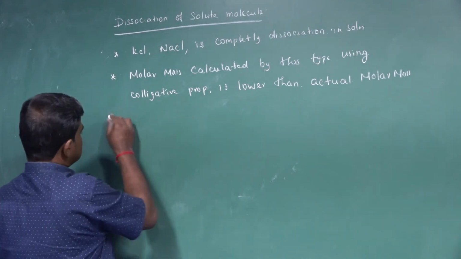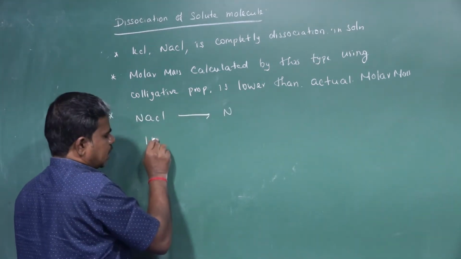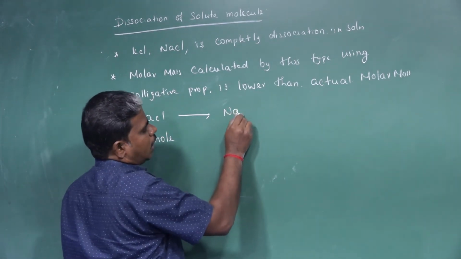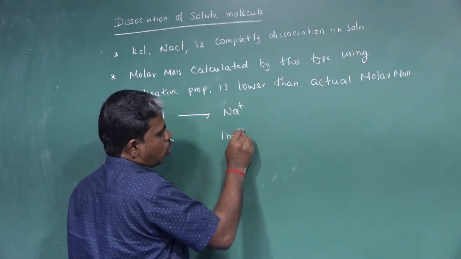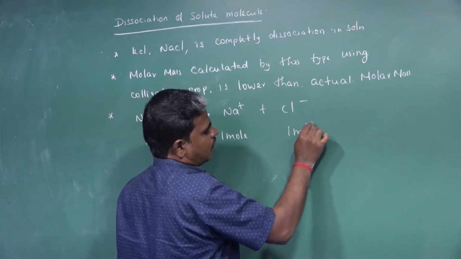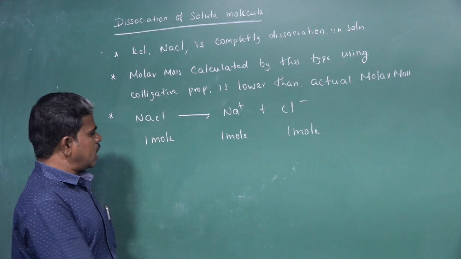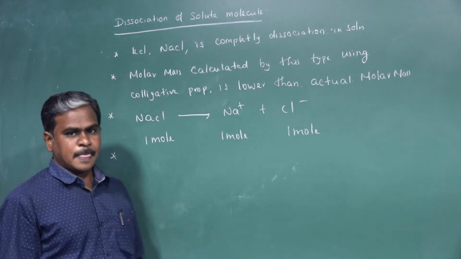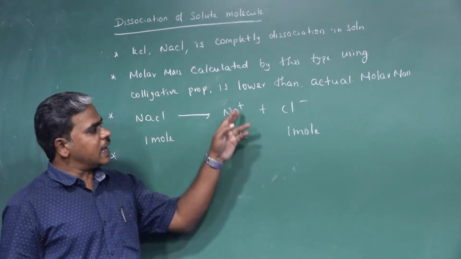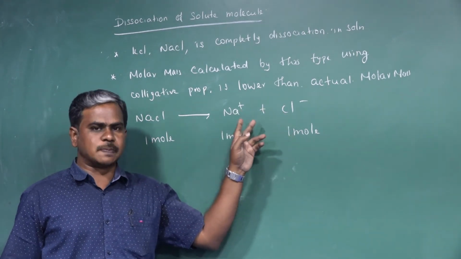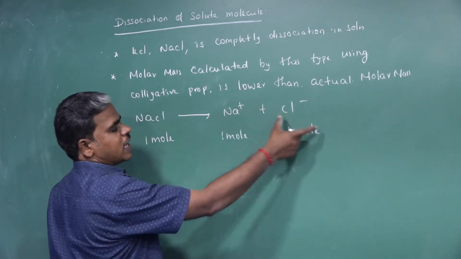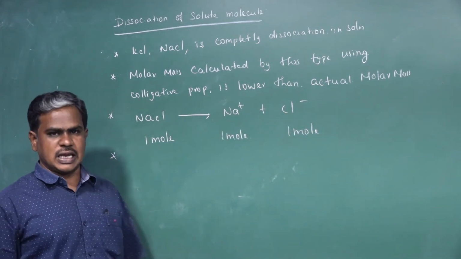So if dissociation occurs, the molar mass calculated using colligative property is lower than that of the actual molar mass. Suppose we are taking 1 mole of sodium chloride. It is dissociated and forms Na plus, that is 1 mole of sodium ion, and Cl minus, that is 1 mole of chloride ion. So there is a dissociation. The colligative property will increase because it depends on the number of ions or molecules present in a solution. If 2 moles of ions are present, then the colligative property increases.